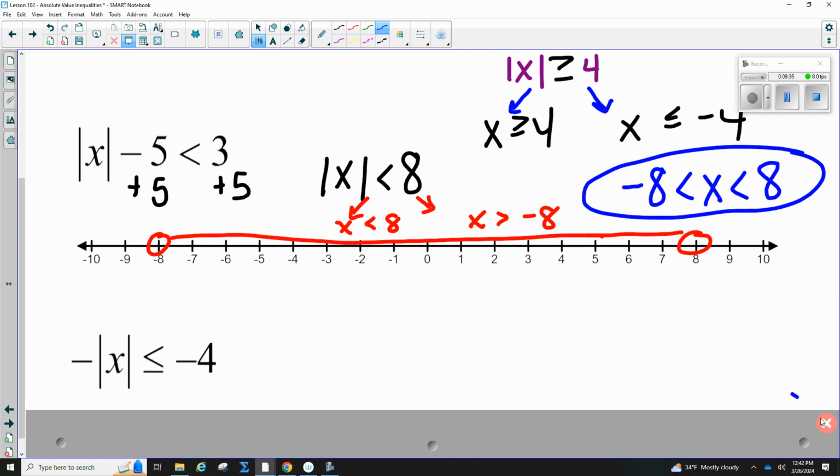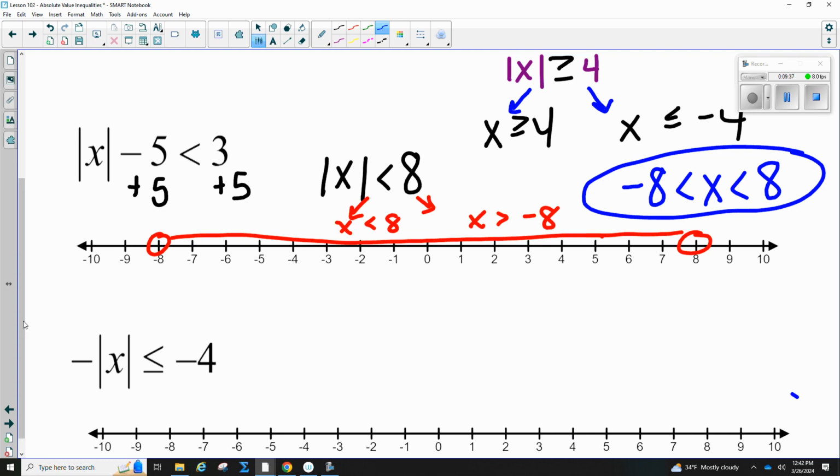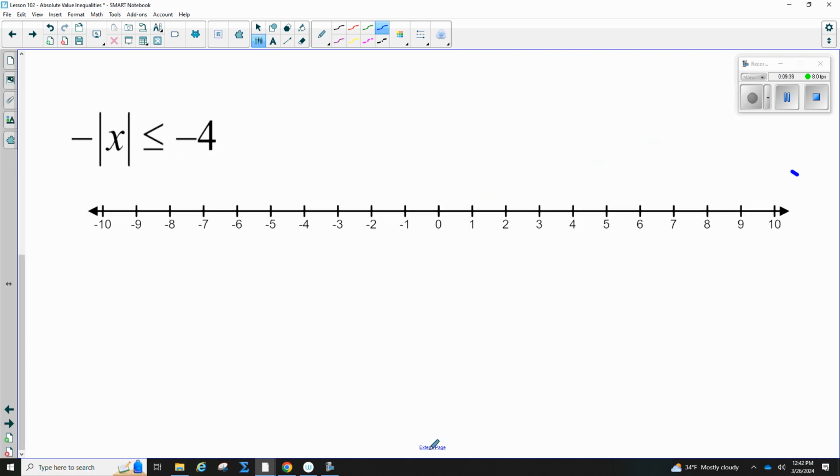Here's the last one. Okay, negative absolute value of x is less than or equal to -4. So again, this is just like having a -1. I need to divide by -1, which then gives me the absolute value of x is greater than or equal to 4. So I remembered to flip, okay? It is a greater than, so what's my graph going to look like?